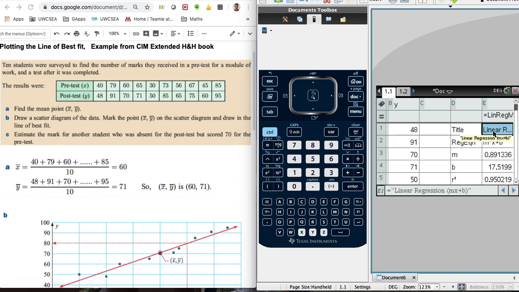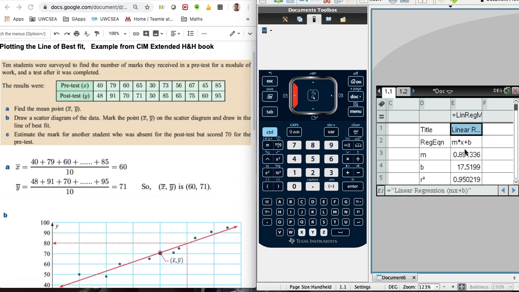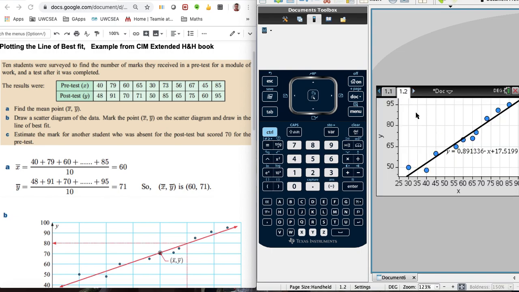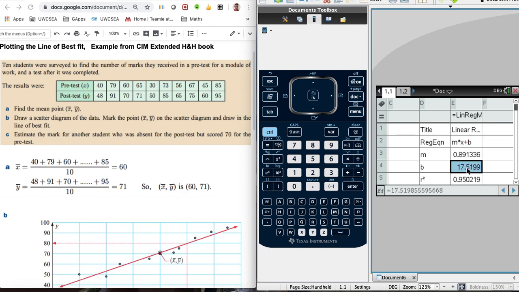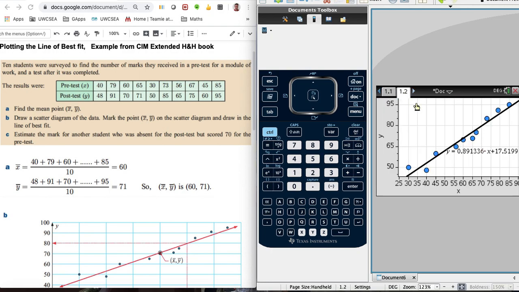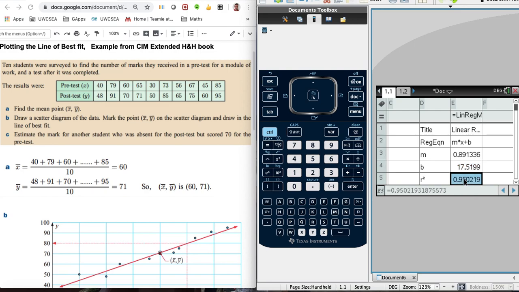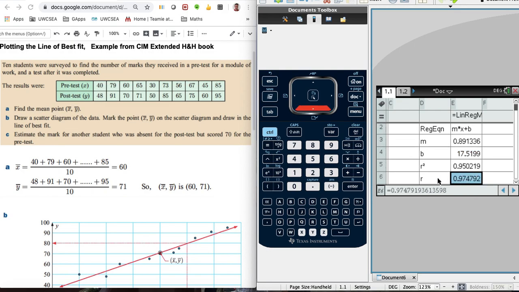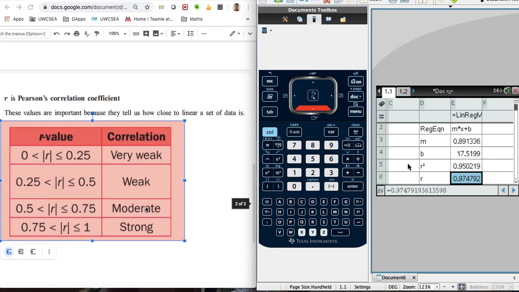So here's the linear regression. I can just use the arrows to scroll around. It's putting in the form of mx plus b, where m, the gradient, is 0.89, which is the same as what I had over here. And b value is 17.5, same as what I had. But the good thing about this is we've also got this r value, okay, which is significant because, like I said before, this is called Pearson's correlation coefficient. And these values are important because they tell us how close to linear a set of data is.